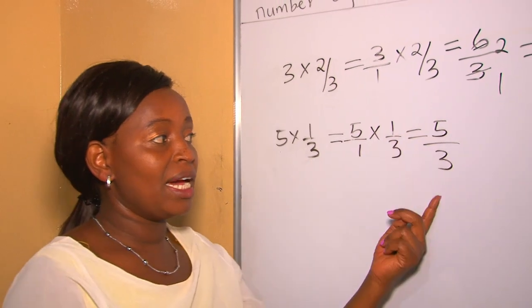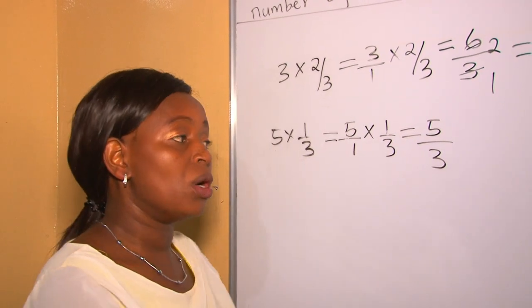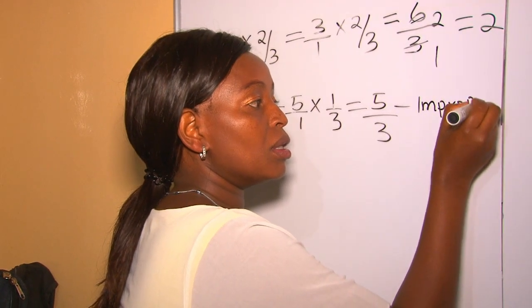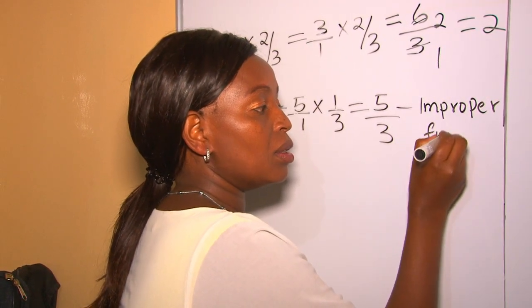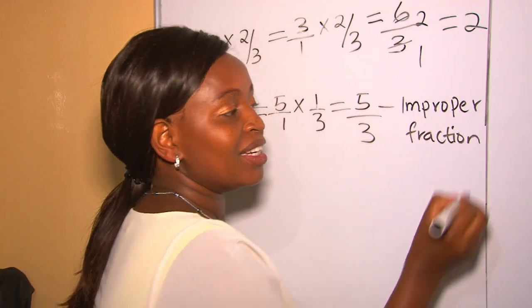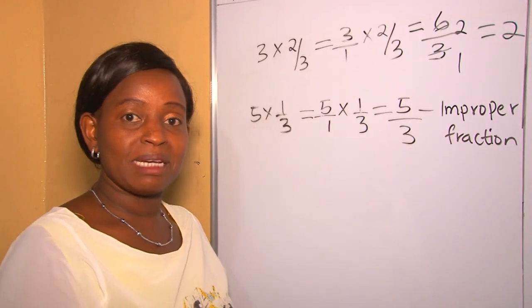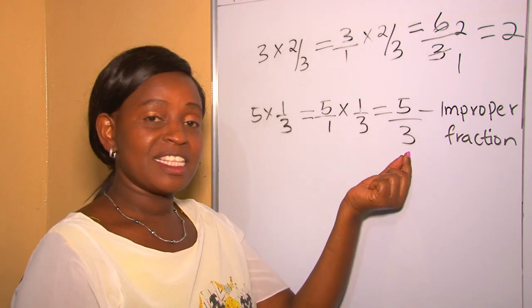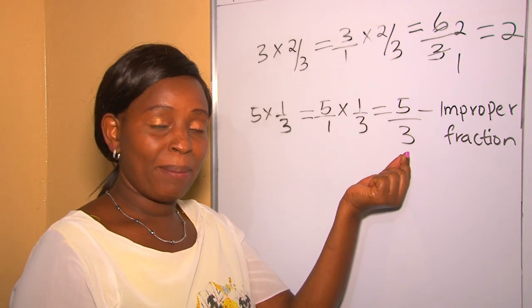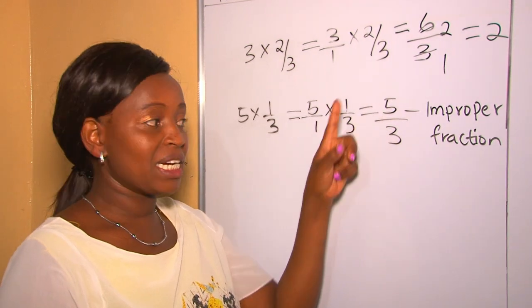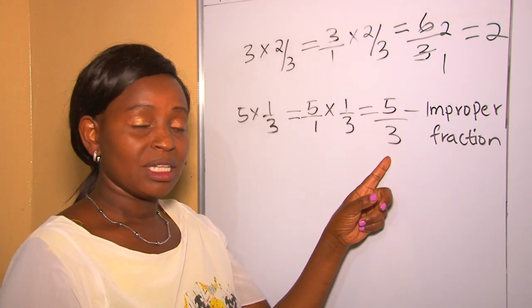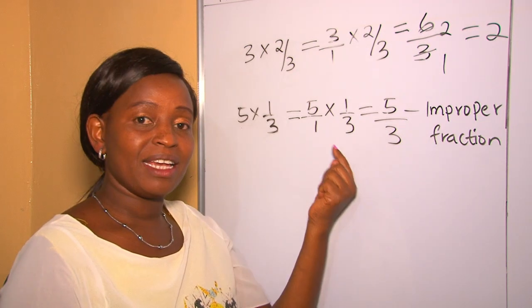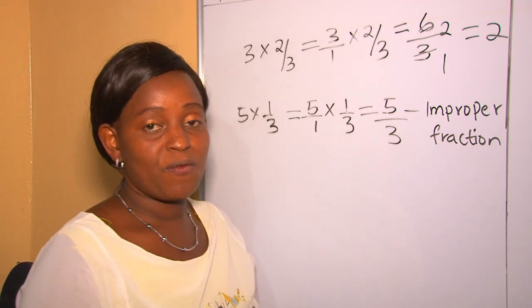Now our answer here, as you can see, is what we call an improper fraction. An improper fraction, as the name suggests, is improper. You're not supposed to leave your answer in this kind of state, whereby the numerator is bigger than the denominator. This is what we call an improper fraction. We are supposed now to simplify to get a mixed fraction.